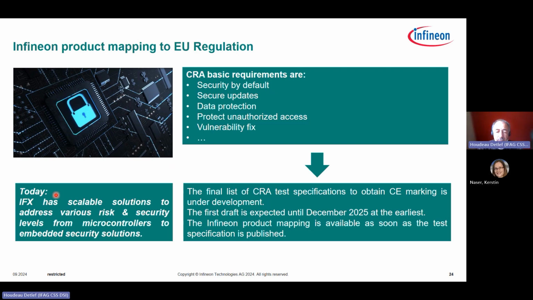And that's the reason that, from Infineon's point of view, the final list of CRA test specifications to obtain the CE marking is under development today. So the first draft is expected, as mentioned before, in December 2025 at the earliest. It could happen that this deadline moves into the beginning of 2026, because this regulation, as explained at the beginning, addresses a broad range of products in different markets.